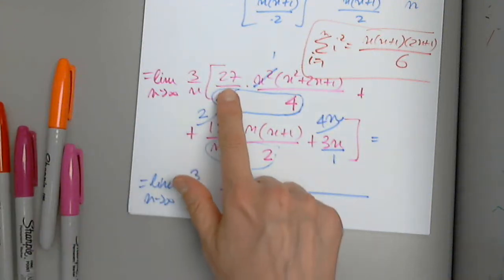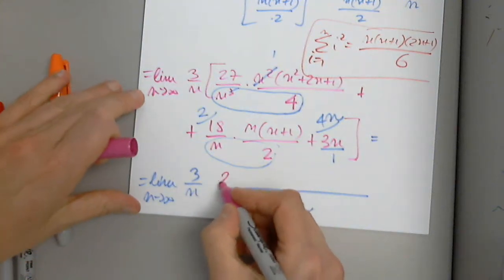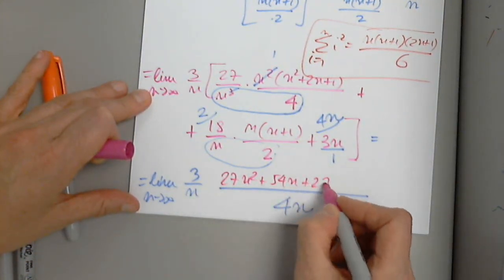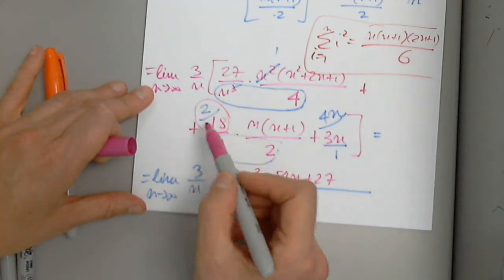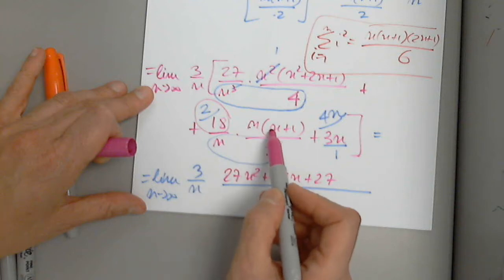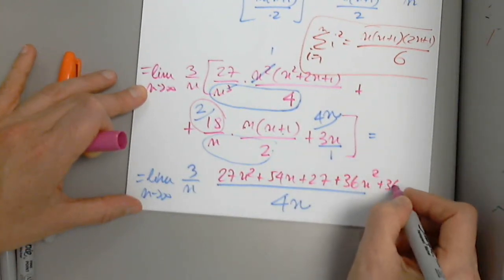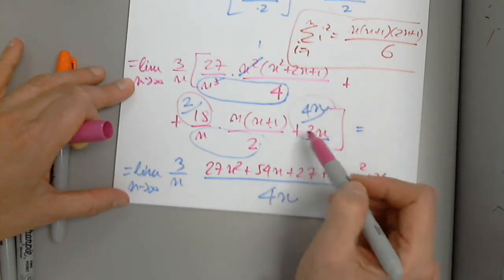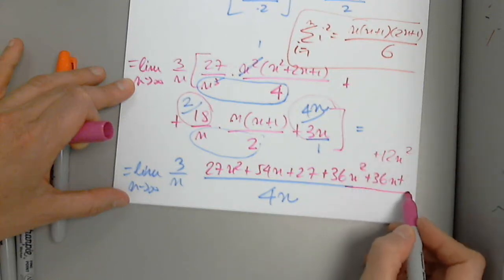I will distribute 27 to these three terms. So we get 27n squared plus 54n plus 27. But now I have to distribute 36n to n plus 1. So plus 36n squared plus 36n. And the final term is 12n squared.